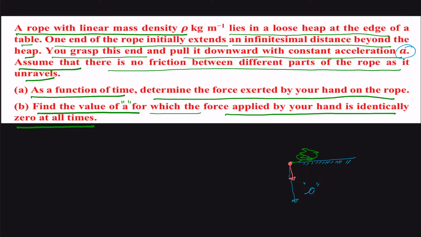So we have to keep in mind that we are pulling this rope continuously and vertically in the downward direction, not in the upward direction, nor is there a free fall of the rope. The rope is being continuously pulled downward with the acceleration of A. Okay, so we have to keep this in mind. Later on we are going to use that also. So we are going to solve part A.